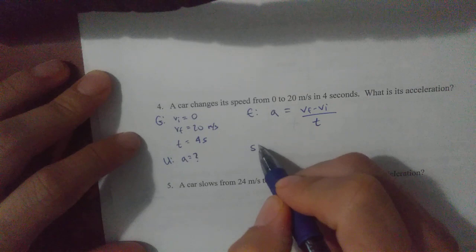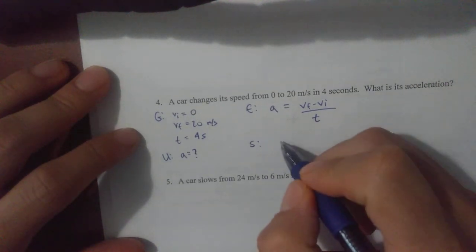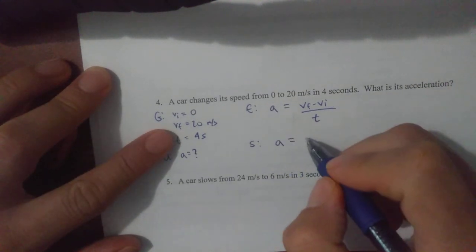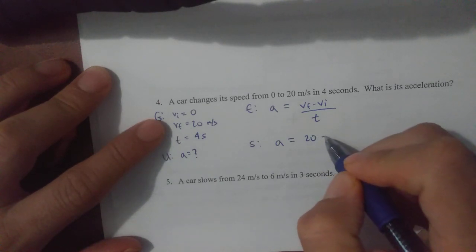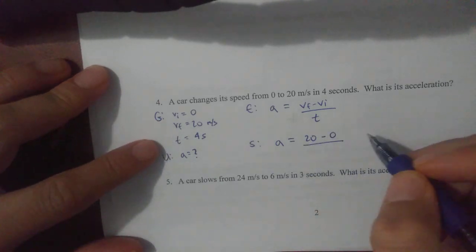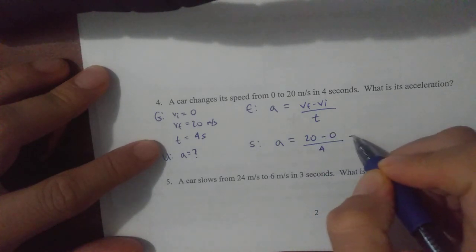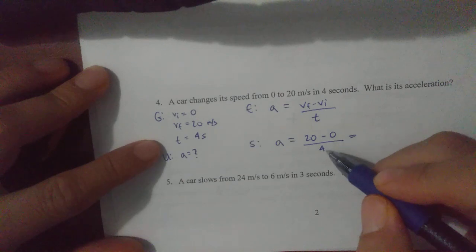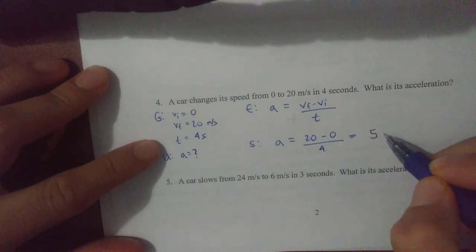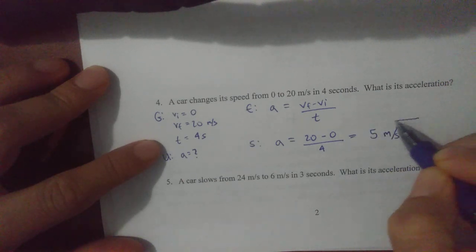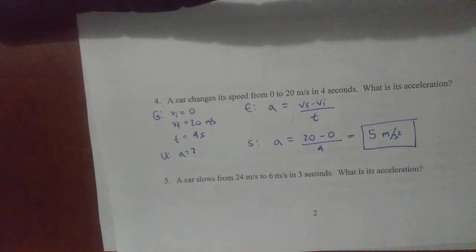Then we're going to substitute. The final velocity is 20. The initial velocity is always where you start. And then his time was 4 seconds. So 20 divided by 4 is 5 meters per second squared, and it is positive because he increased in speed, right? Yep, okay.